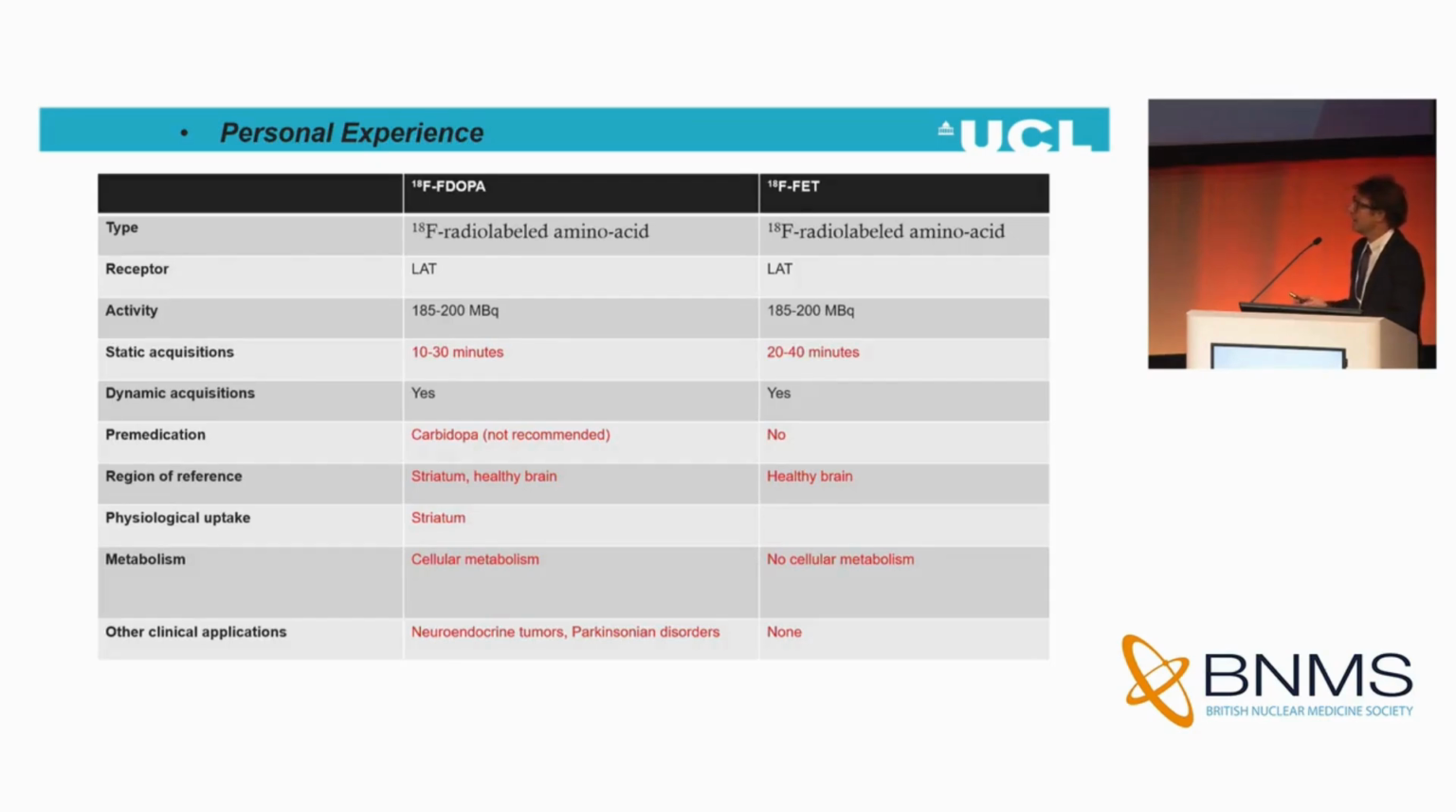Only bear in mind that there can be some slightly technical differences, including that there is a slightly earlier better activity in DOPA, and the static acquisition should be done 10 to 30 minutes after injection compared to FET. Carbidopa has been suggested by many, but I don't think it is useful, because if on one side it increases the uptake within the tumor, it also increases the background activity, so there is no real point to administer carbidopa for brain tumor imaging with F-DOPA. There is physiological uptake in the striatum, which can also be used as a reference for tumor background.